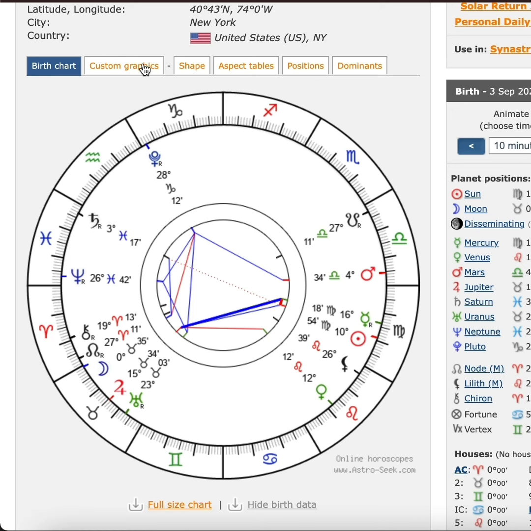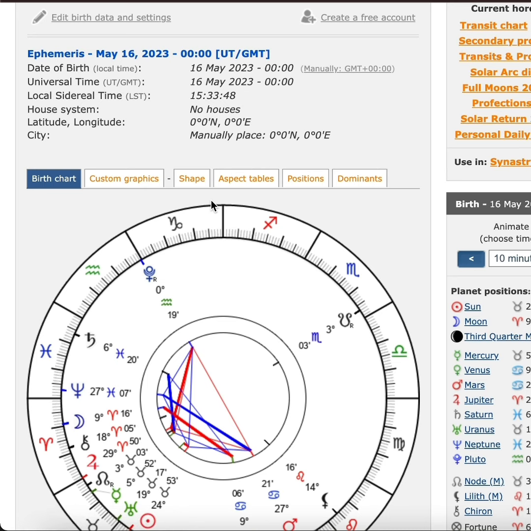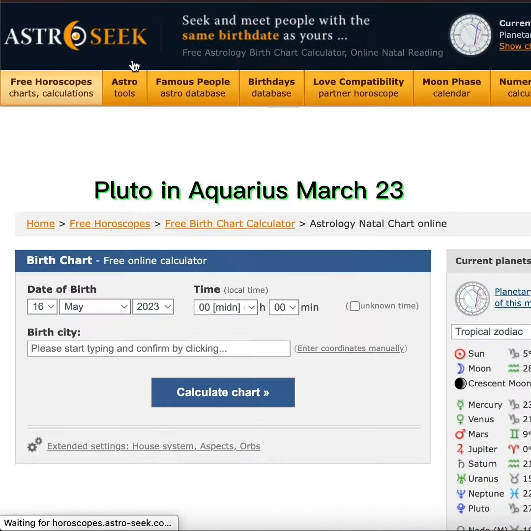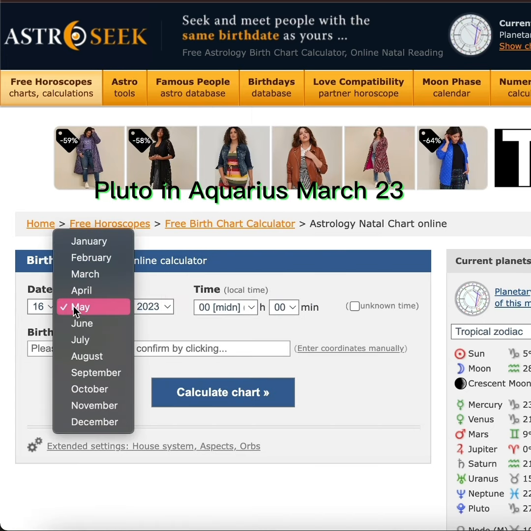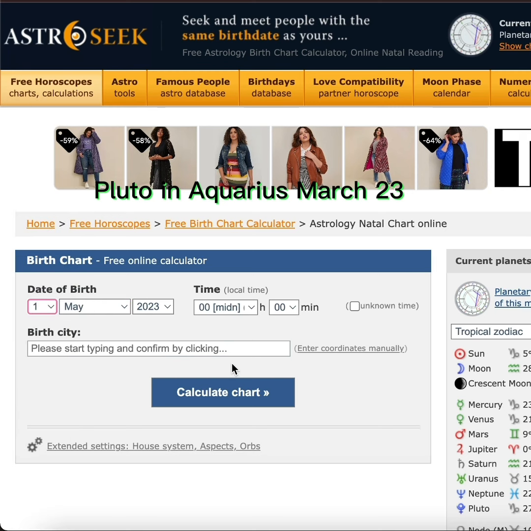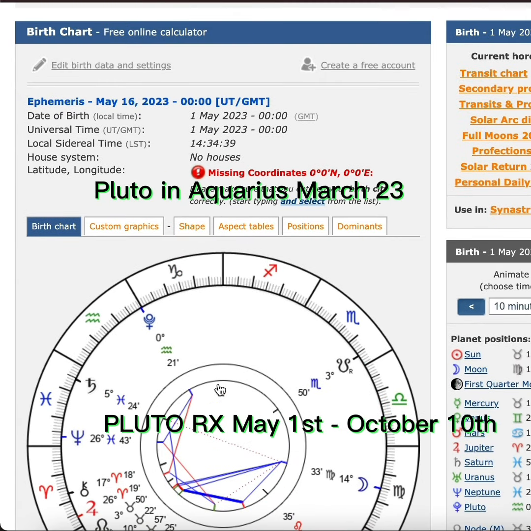Another notable mention is Pluto. Not notable, it's very important. So on March 23 of 2023, Pluto will enter Aquarius, and it will go to 0 degrees all the way to May 1st. On May 1st, Pluto will enter retrograde. Let's see what that will be, 2023. And it'll still be at 0 degrees, 21 minutes, apparently.